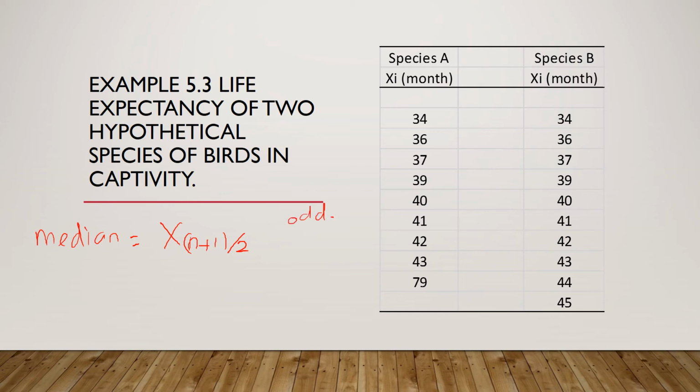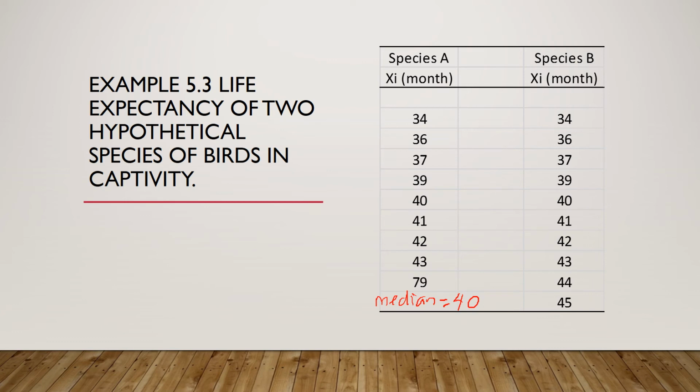So let's say here we have an odd number of data, 1, 2, 3, 4, 5, 6, 7, 8, 9. So for this data, the median is x of (9 plus 1) divided by 2, which means x number 5. So the median will be the value of the fifth number. This is 1, 2, 3, 4, 5. So the median will be 40 for this sample, because this is an odd number of samples.